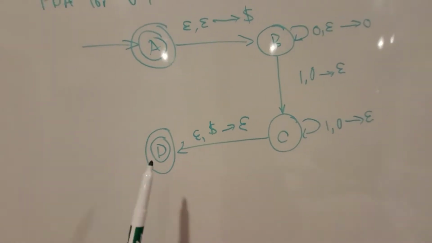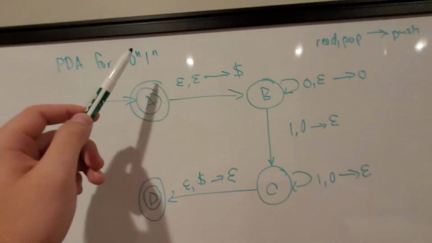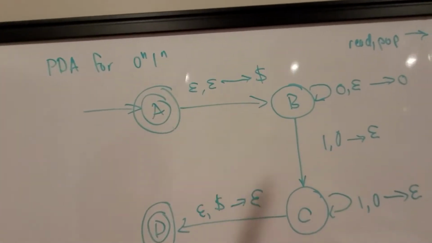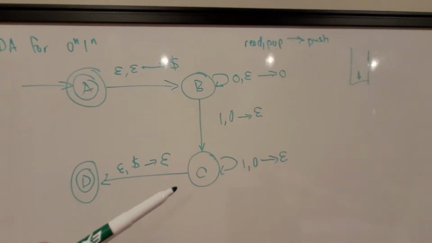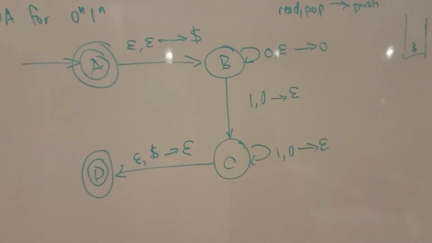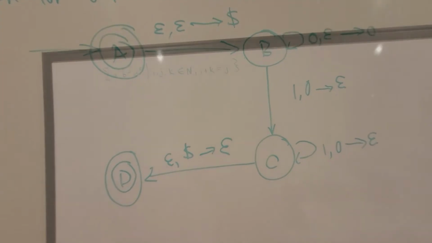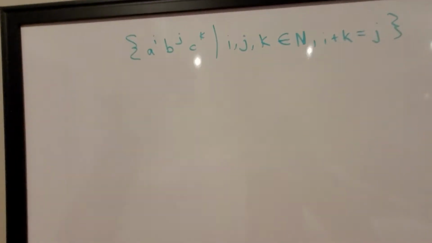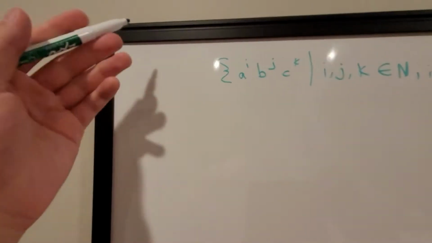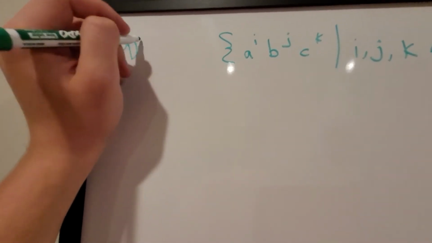All right, because at that point we know that we've read an equal number of zeros and ones, and that would be what the finished PDA would look like. Pushdown automata. All right, so another example here for a PDA. What are we going to do on this one?